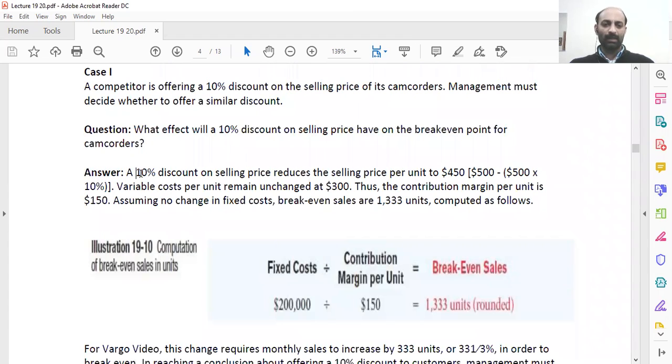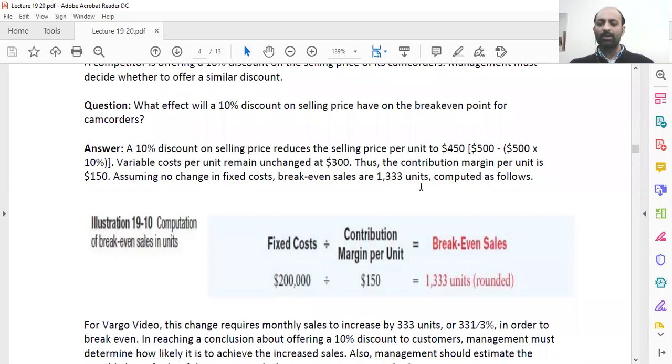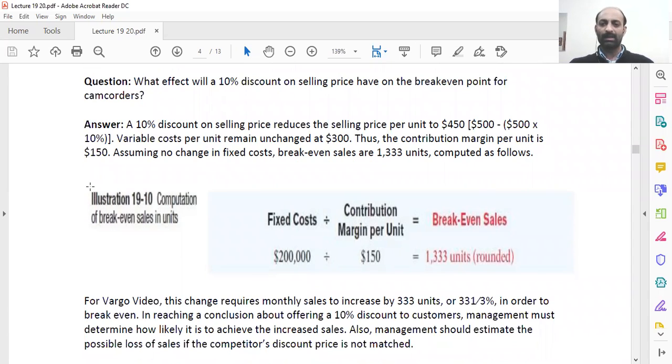So we know when we offer the customer a 10% discount, we will end up lowering the selling price, which will come to $450 per unit. Variable cost per unit remains unchanged at 300. Thus, the contribution margin per unit is 150, because it is 450 minus 300, which comes to $150. So that is the new contribution margin per unit.